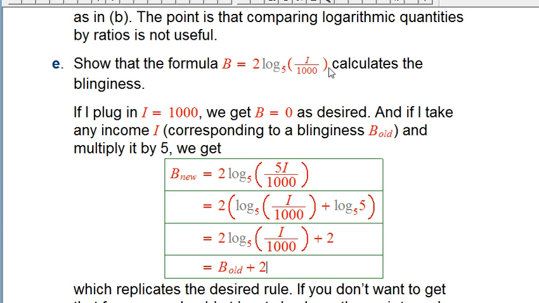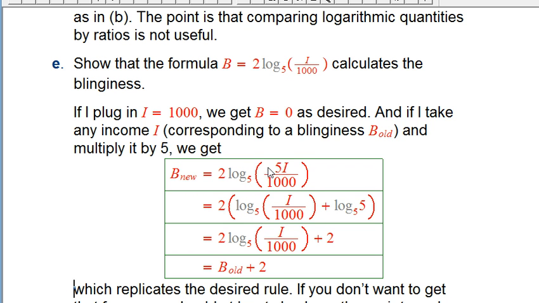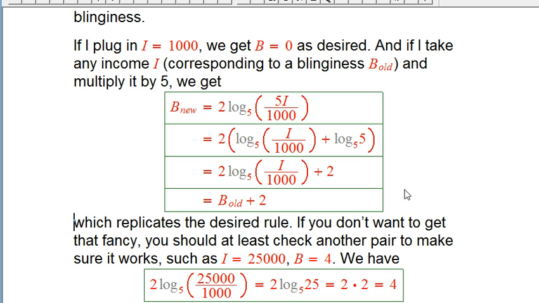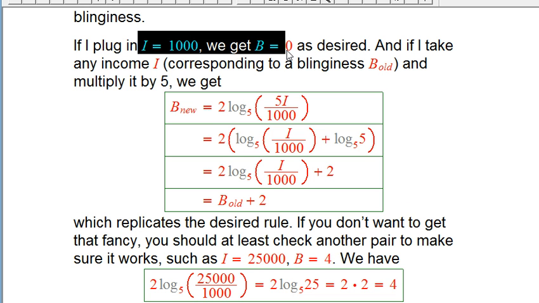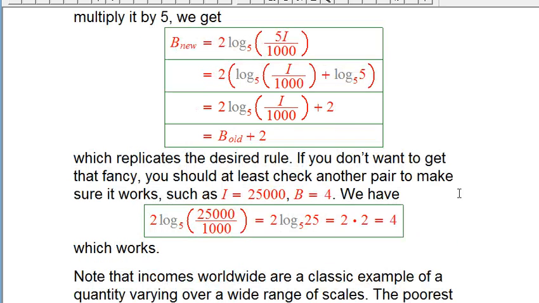And that's exactly the rule that's supposed to be true. So one reason to see why this formula works is that it really does replicate the rule, and I wanted to illustrate how one way to think about that is from an algebraic law of logarithms. If you don't like that comparison with variables, and lots of people don't, you could convince me by plugging in this pair: plug in 1,000 and get 0. But don't just plug in that one, because you could have just gotten lucky. Plug in at least one more value, like I equals 25,000. 25,000 over 1,000 is 25. Log base 5 of that is 2. 2 times 2 is 4, and that's what we want.